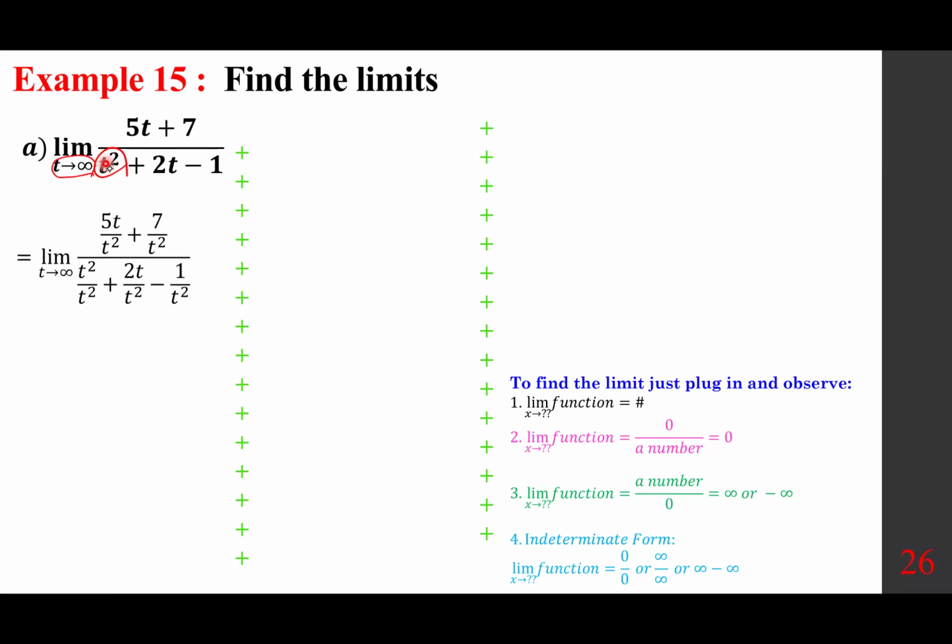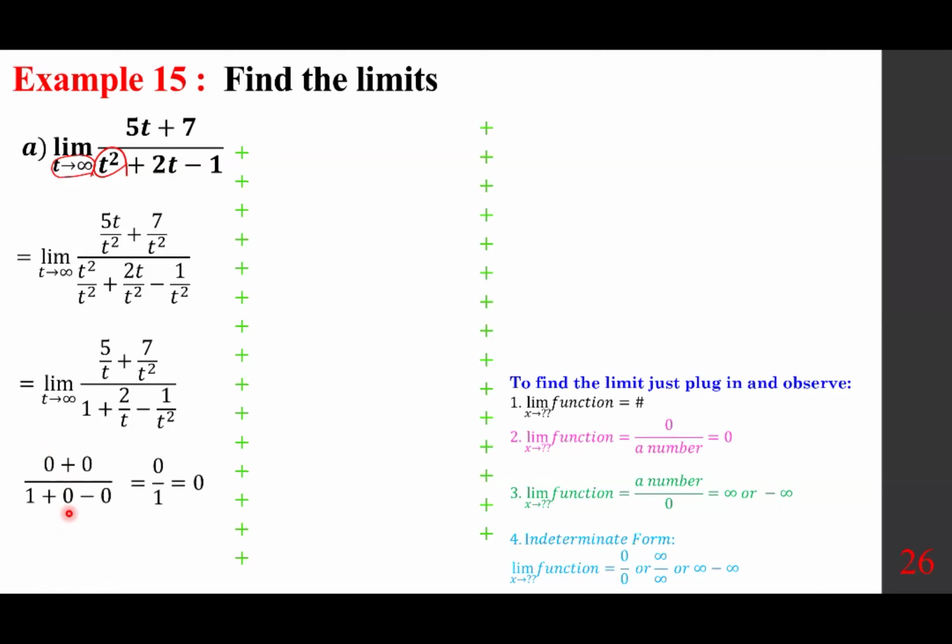t squared. And you simplify. This becomes 5 over t, 7 over t squared, 1, 2 over t, minus 1 over t squared. And when you plug in, because the denominator is infinity, this is 0, 0, 0, 0. Everything is 0 except 1. And because the answer is 0 over 1, 0 over some number other than 0, the answer is 0.